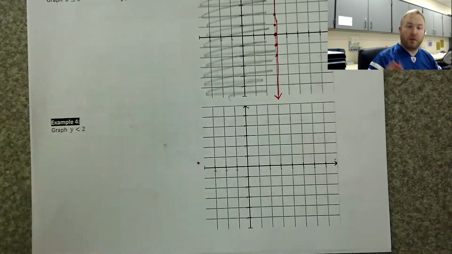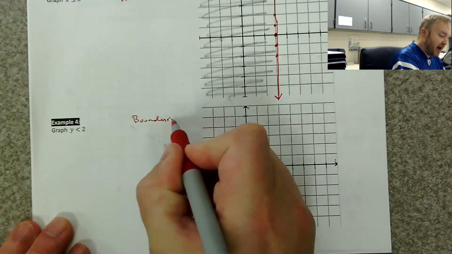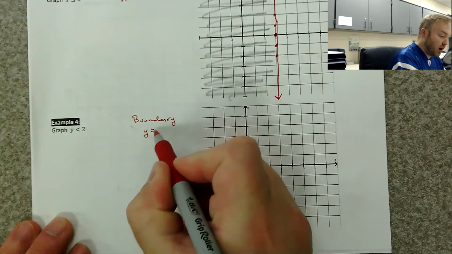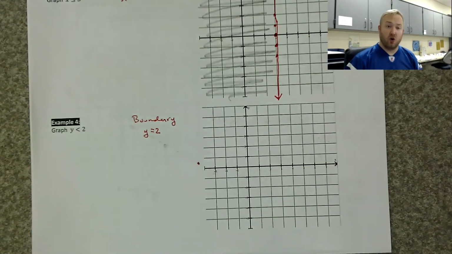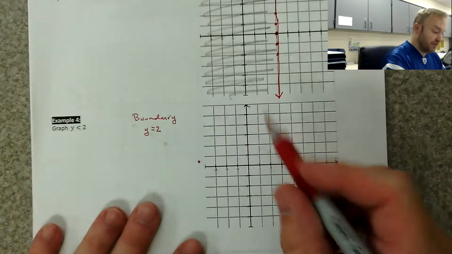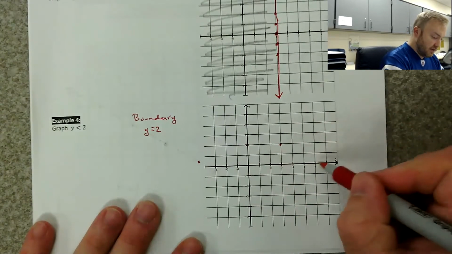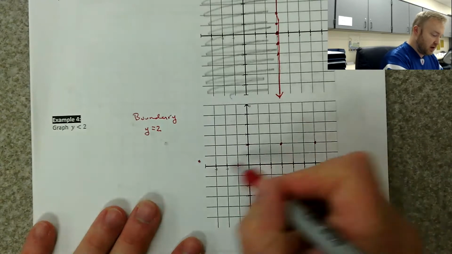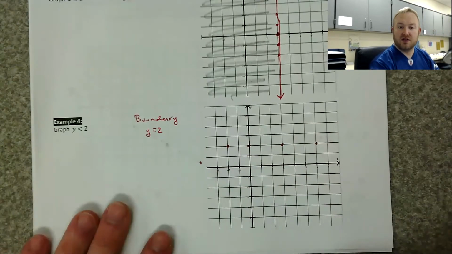So let's start with our boundary line. And our boundary line is going to be the line y equals 2. So let's graph some points that have y coordinates of 2. So that could be (0, 2), or (3, 2), or (6, 2), or (-2, 2). You see what's happening here? We're getting a horizontal line.